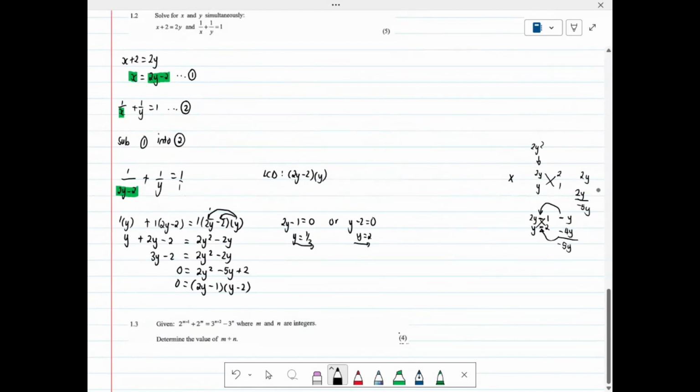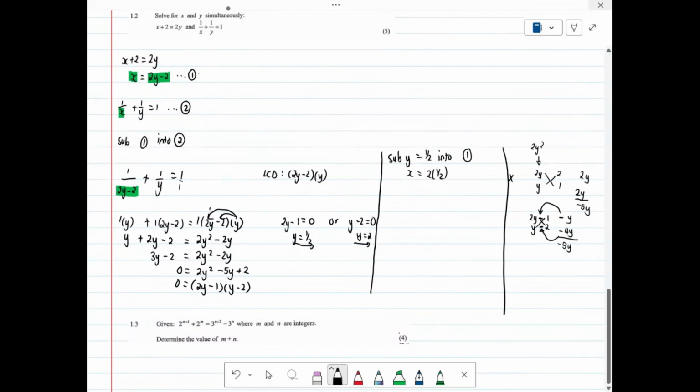Now that is solving for one variable. We have to substitute it back in and solve for the other. So we need to substitute each one in. So substitute y is equal to a half into, now we can resubstitute it into either equation 1 or 2, whichever one you prefer. Equation 1 gives us the easier one. So x is then equal to 2 times a half minus 2, which is 2 times a half is 1 minus 2, giving us that x is negative 1.